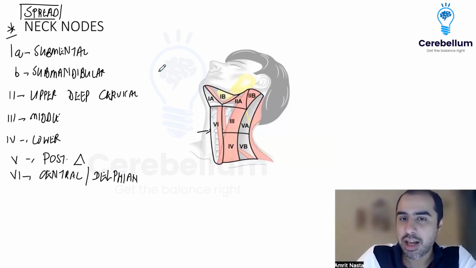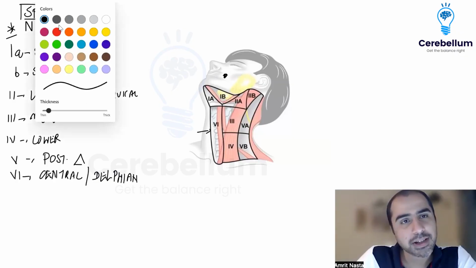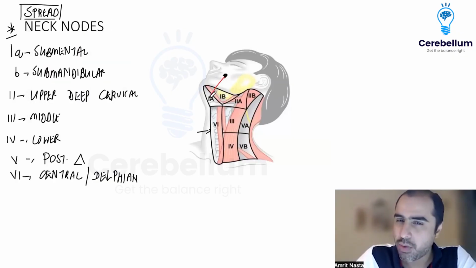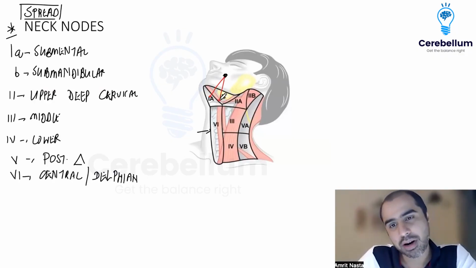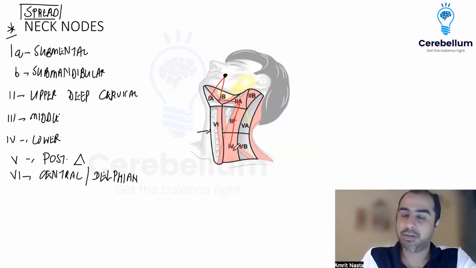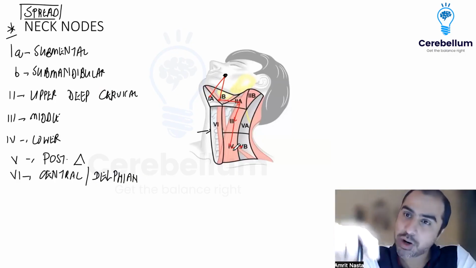It's because if I get a cancer in the oral cavity, the first place it will spread to will usually be 1A or maybe 1B. First it will go there. From here, it will go to the node over here, 2. Then it will go to 3. Then 4. Then 5. That is the order in which the nodes will be involved.